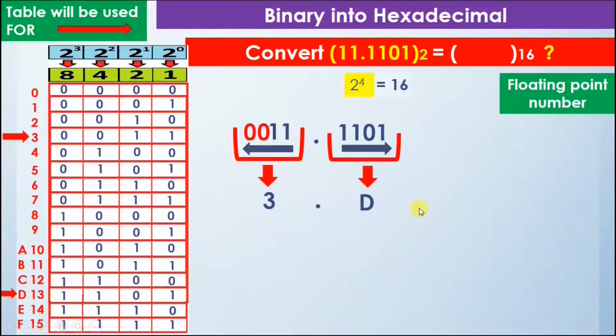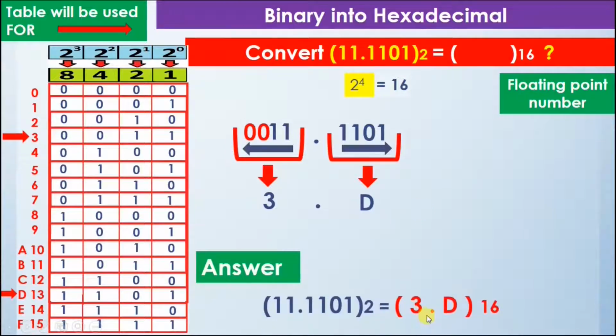Now we have calculated the value and no more digits are left. So the answer is 3.D, or you can say that the binary value 11.1101 is equal to 3.D in hexadecimal. This is how we can convert a floating point number given in binary into hexadecimal base.